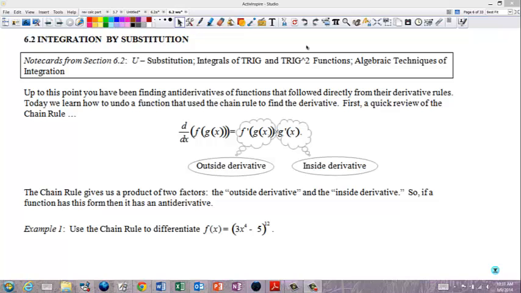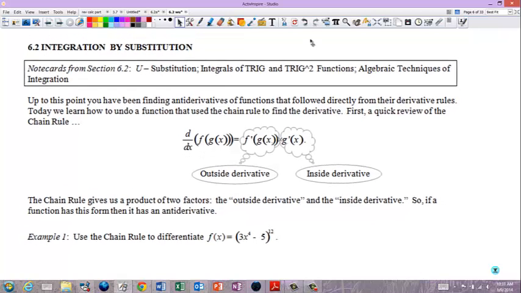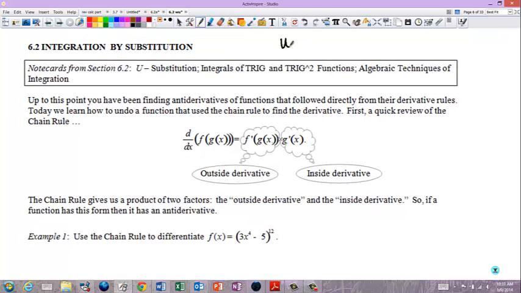Okay, this is 6.2, integration by substitution. It's often called U substitution or u-sub. It says up to this point you've been finding antiderivatives of functions that follow directly from their derivative rules. Today we learn how to undo a function that uses the chain rule to find the derivative.